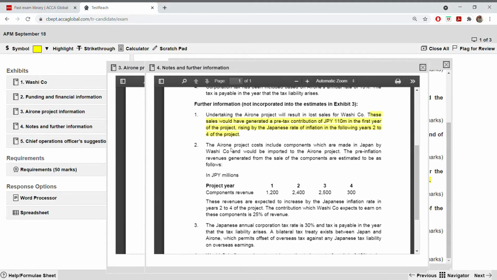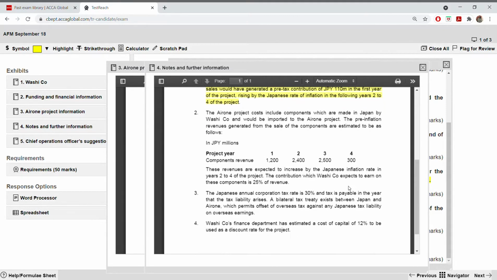Point number 2, the project's cost includes components which are made in Japan by the company and would be imported. The pre-inflation figures, before inflation, here also you have to inflate. The revenues from the sale of components are estimated to be as follows in Japanese yen. So the components revenue has been given. This revenue is expected to increase by the Japanese rate of inflation from year 2 to 4. The contribution which they expect to earn on this component is 25% of revenue.